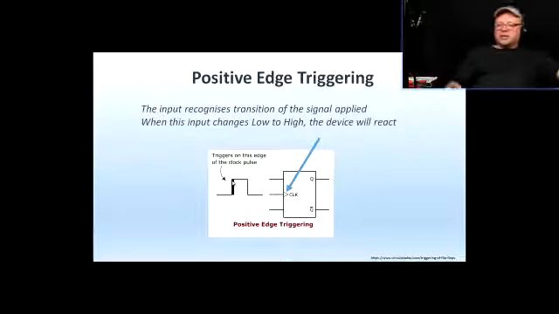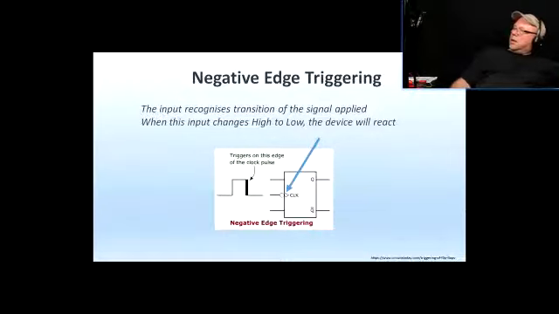Sometimes we want to have devices that are triggered in this way. This is called positive edge triggering. If you notice that blue line, there's a little tiny bit of a triangle here. That symbolizes that this input is positive edge triggered. And of course, you might all have guessed by now, the next thing that we would be talking about is the negative edge triggering.